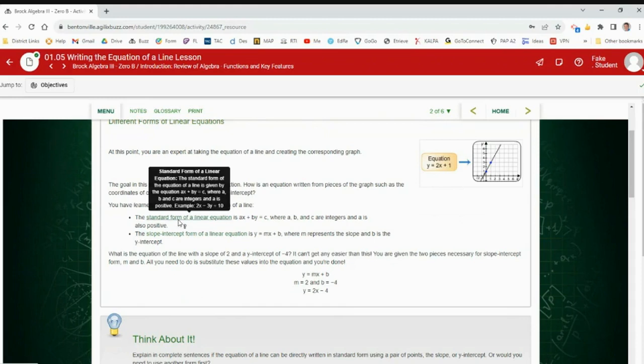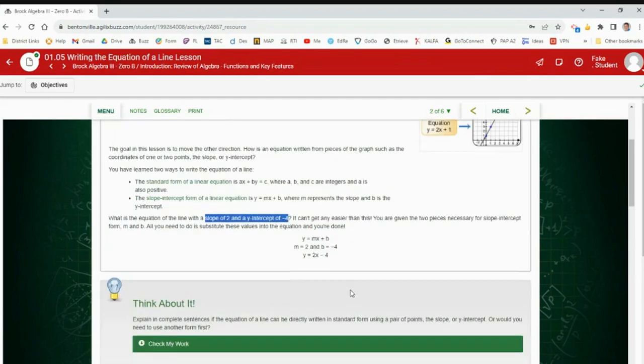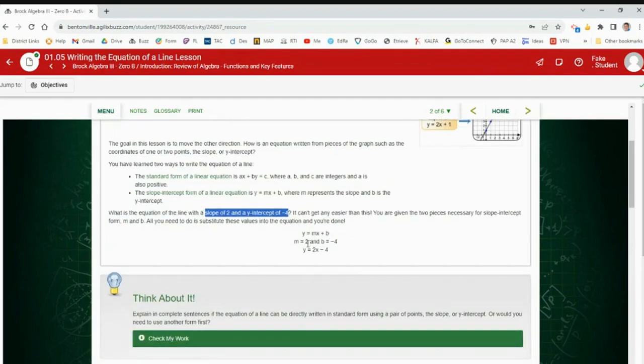So you've learned 2 ways. You know the standard form, ax plus by equals c. We don't use that very often. And the slope-intercept form is the one we're used to the most because that's how we need it to graph it. But what is the equation of a line with a slope of 2 and a y-intercept of -4, right? So y equals mx plus b. Your slope is 2, your y-intercept is -4, y equals 2x minus 4. Not a problem there.